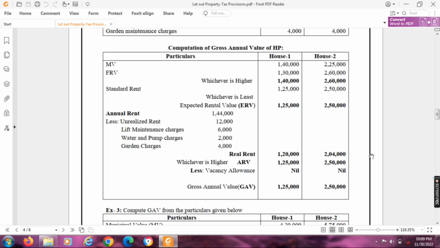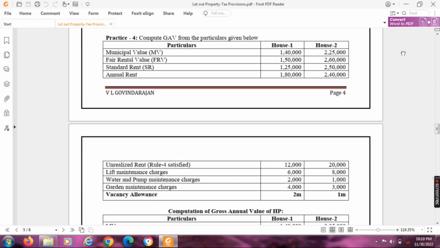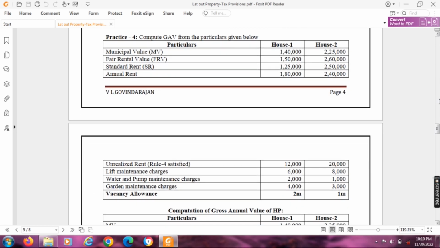These are the basic steps of income tax, listeners, students. In the same pattern, you can practice exercise 3. Now shall we go for practice 4? Compute gross annual value from the particulars given below. House 1, house 2. Municipal value is given, fair rental value is given, standard rent is given, annual rent is given, unrealized rent is given. Rule 4 is satisfied, so we can deduct this unrealized rent from the annual rent. Other maintenance costs are also given, and finally vacancy allowance is also given.